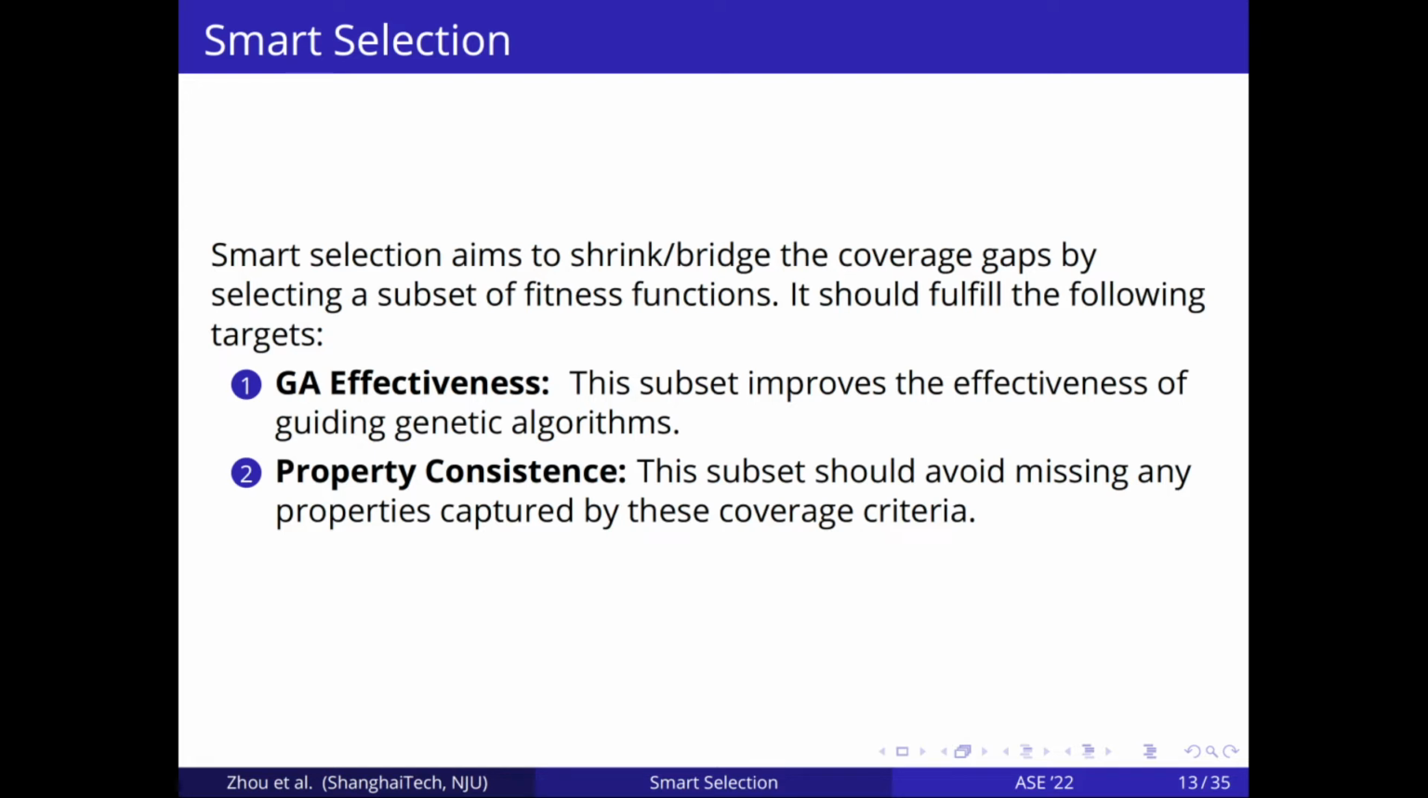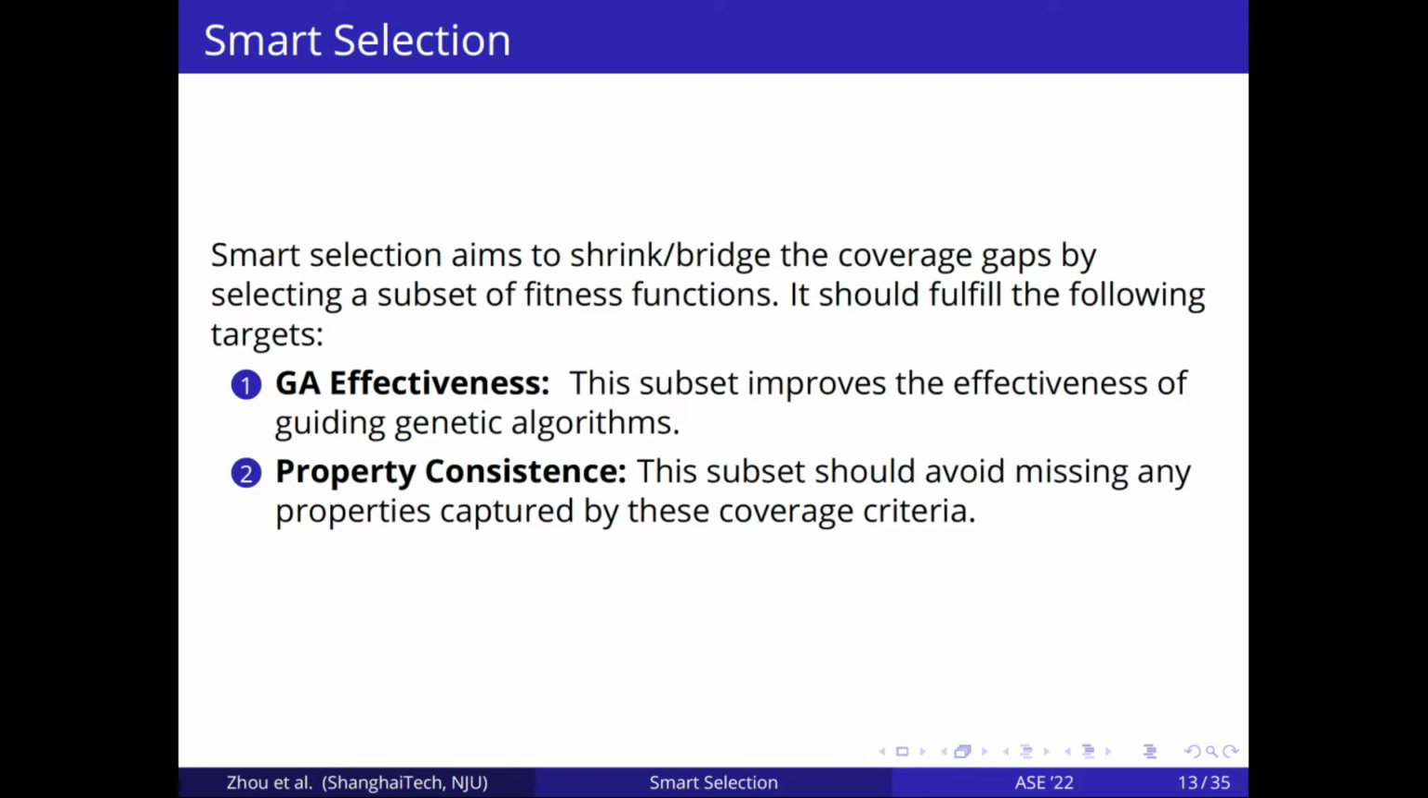To cope with this coverage decrease problem, we propose smart selection. It selects a subset of fitness functions. It should fulfill these two targets. Firstly, the selected subset improves the effectiveness of guiding genetic algorithms. Secondly, this subset should avoid missing any properties captured by these criteria.